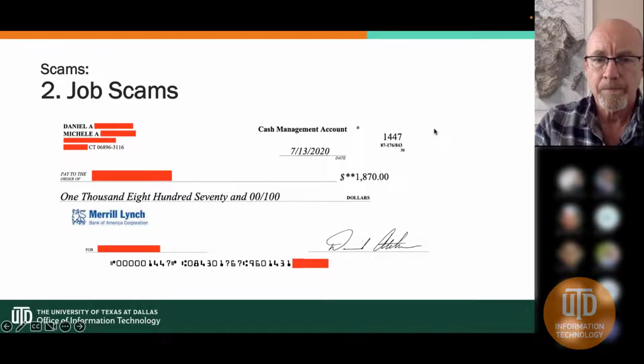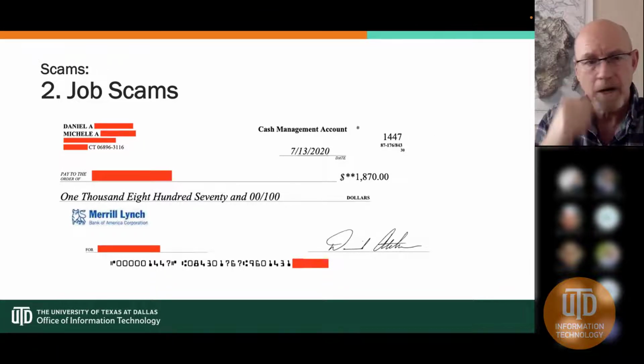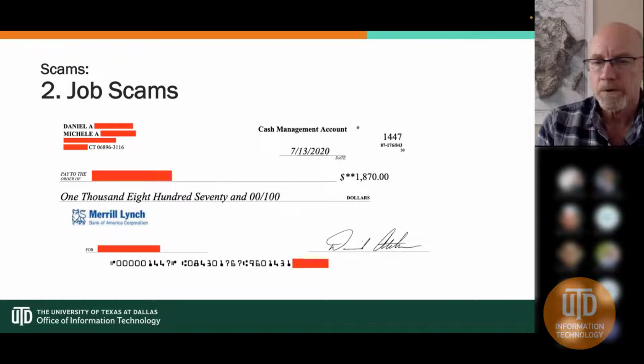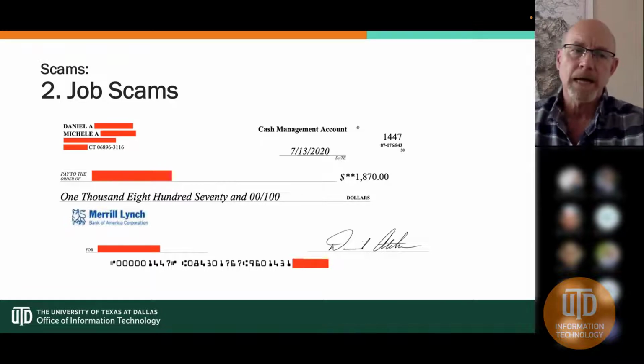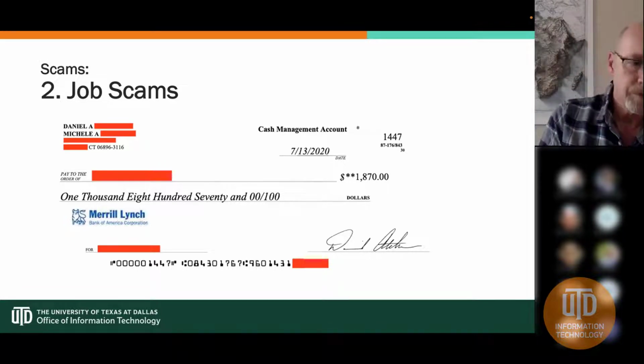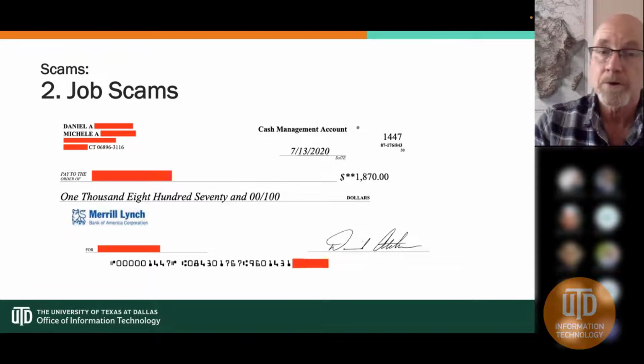And here's another one. That was from the previous year. I can't remember what this one was for. So these are all legit checks in the sense that they are drawn on bank accounts that do exist, that there is money in those accounts. The problem is it's stolen money.